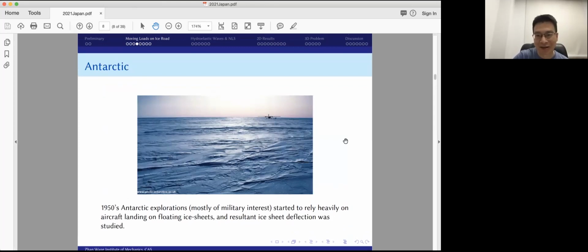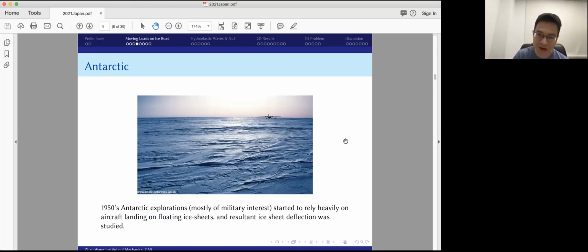And the real motivation of the problem is in the 1950s. People wanted to explore the polar region. The American military, mostly out of military interest, wanted to explore the Antarctic region, so they wanted to send people to the polar region. And the first question is, how can we land the airplanes? How can we find an airport for the planes?